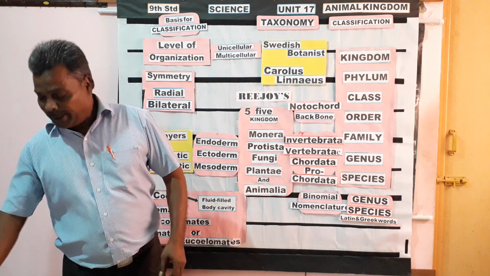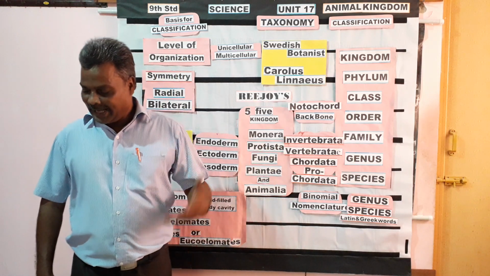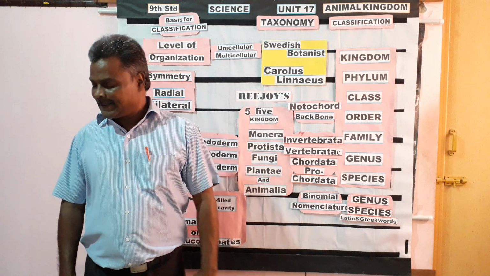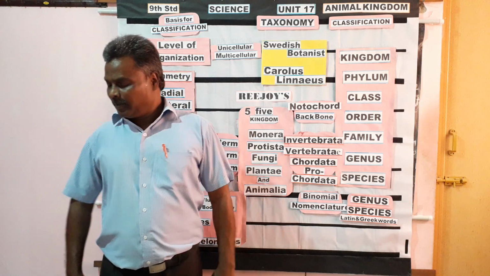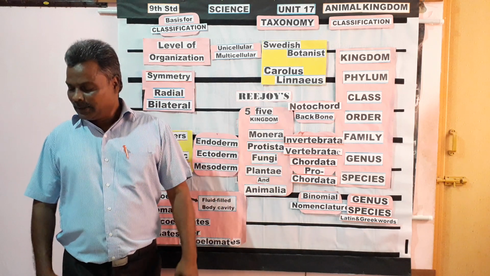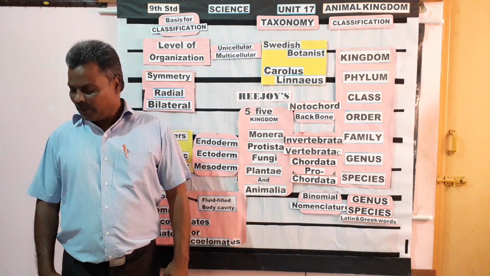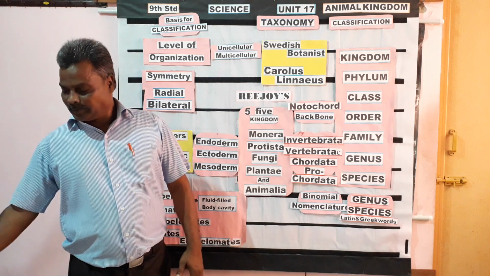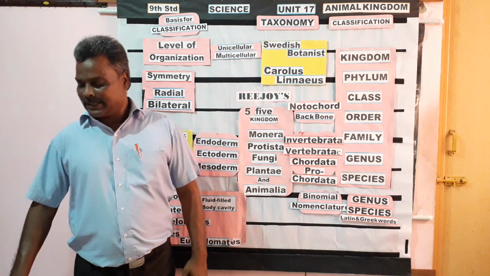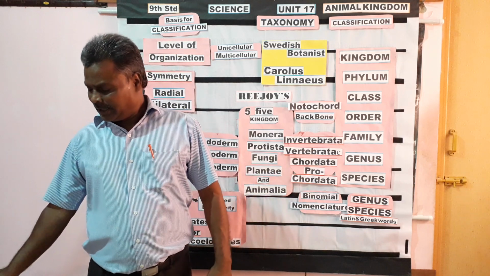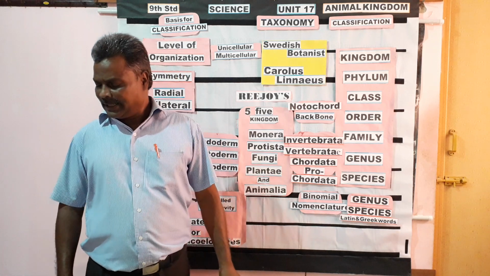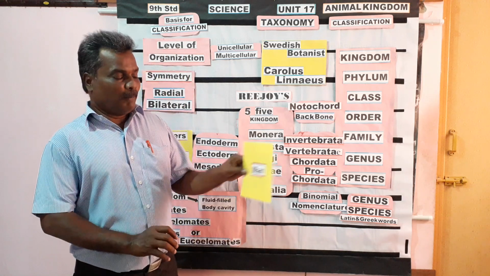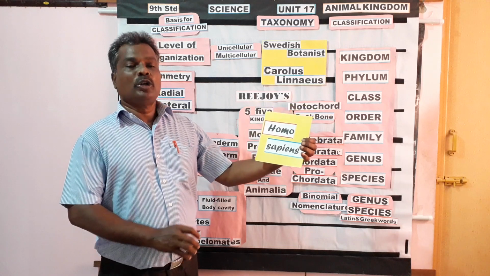Likewise, Hydra vulgaris, tapeworm, Taenia solium, earthworm, Lampito mauritii, roundworm, Ascaris lumbricoides, leech, Hirudinaria granulosa, cockroach, Periplaneta americana, snail, Pila globosa, starfish, Asterias rubens, frog, Rana hexadactyla, crow, Corvus splendens, peacock, Pavo cristatus, dog, Canis familiaris, cat, Felis, tiger, panther, tigris. Finally, man. The binomial name is Homo sapiens.